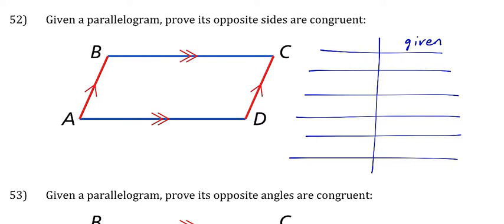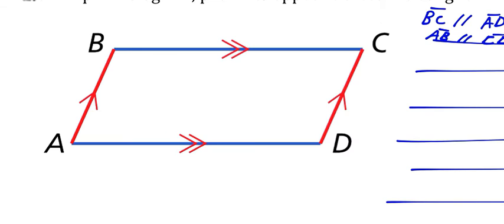And what's given here is a parallelogram, meaning that BC is parallel to AD, and similarly AB is parallel to CD. Okay, I'm just saying those opposite sides are parallel. The red side over here is parallel to the red side over here, and then the blue side up here is parallel to the blue side down here. Okay, that's what's given.